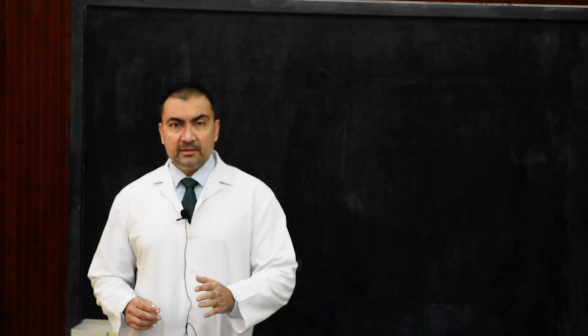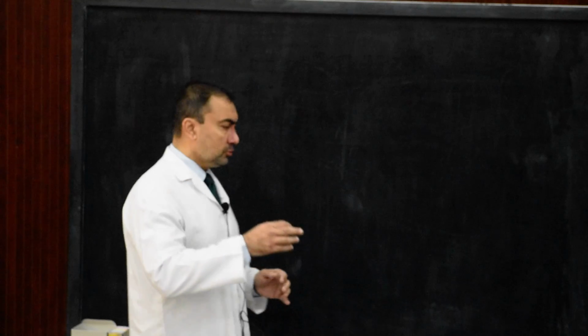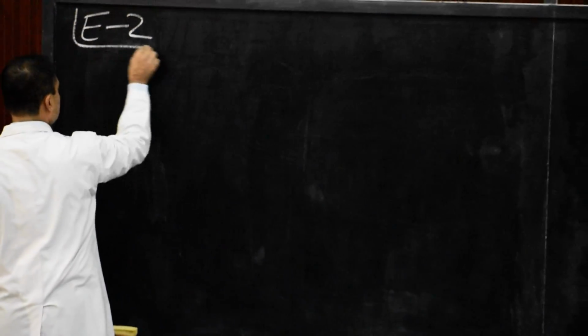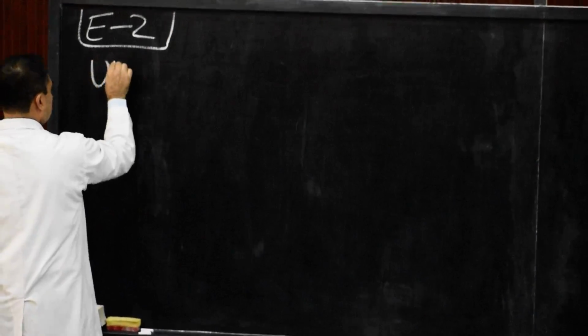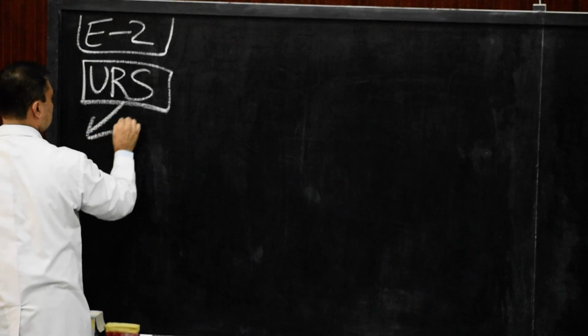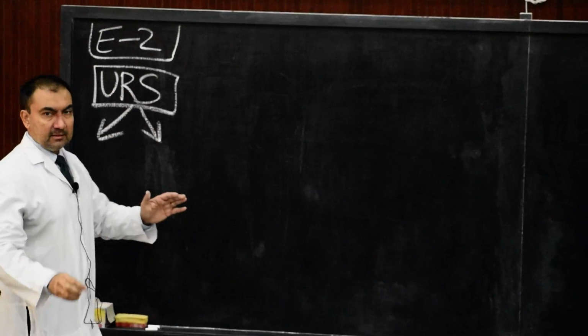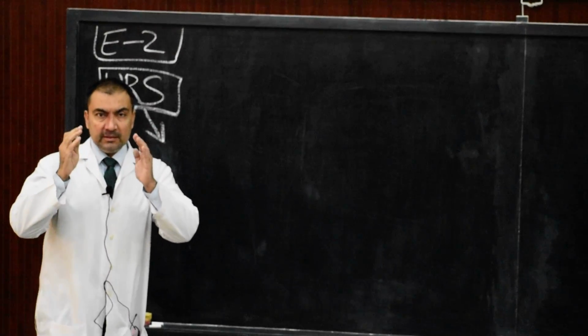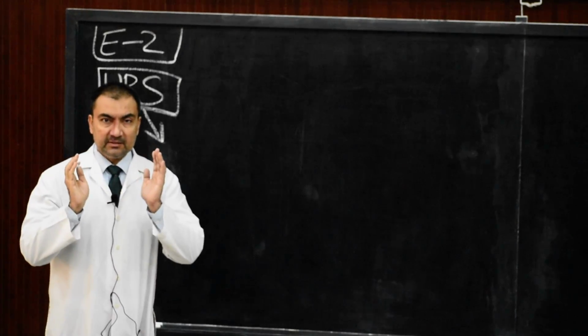Students, here we continue with the development of urinary bladder in the embryogenesis part 2. So therefore, in the embryogenesis part 2, we will discuss the urorectal septum and how this urorectal septum will divide the endodermal cloaca into two different segments.